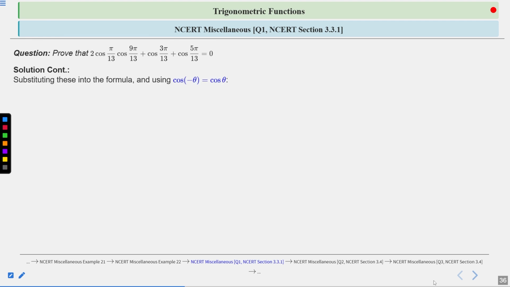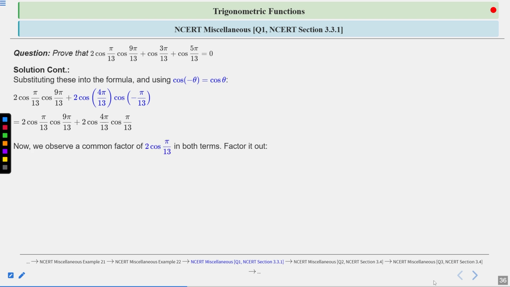Substituting these into the formula and using cos of minus theta is equal to cos theta, we get 2 cos pi by 13 into cos 9 pi by 13 plus 2 cos 4 pi by 13 into cos minus pi by 13, which is equal to 2 cos pi by 13 into cos 9 pi by 13 plus 2 cos 4 pi by 13 into cos pi by 13, right? Now we observe a common factor of 2 cos pi by 13 in both the terms, factor it out. So we will get it equal to 2 cos pi by 13 into cos 9 pi by 13 plus cos 4 pi by 13, okay?